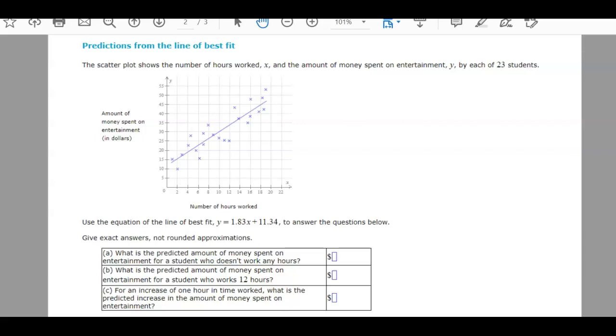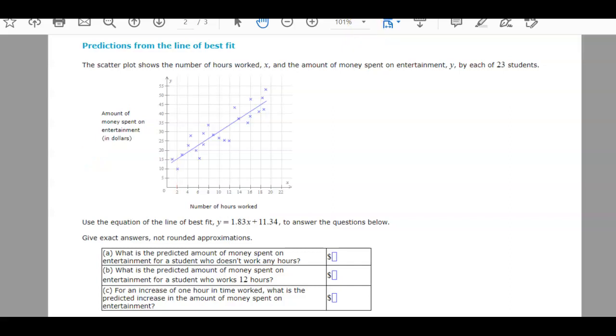So if we go ahead and look at the X and the Y axis, down here on the X-axis, this is going to be the number of hours worked. The Y-axis is going to be the amount of money that's spent. And if I look at my line of best fit, I can follow this up here from 2 hours worked, looks like 15. So if they work for 2 hours, they're going to spend about $15 on entertainment. So that's how we're going to read that. Let's go ahead and look at the questions here.